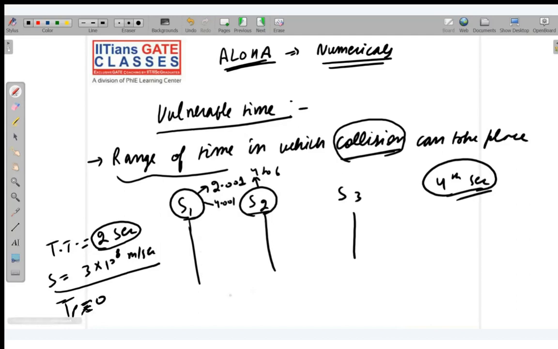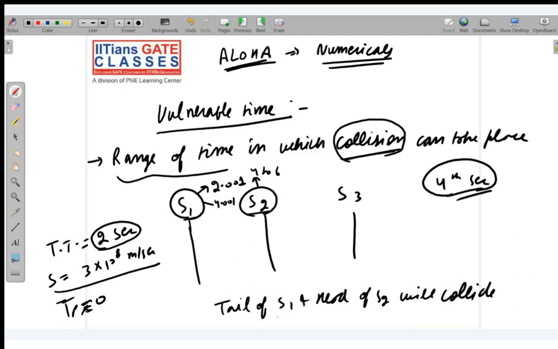More precisely, I will say the tail of the S1 packet and the head of the S2 packet will collide. Tail means end. The end of the packet is just ending its transmission and S2 is just starting its transmission, so obviously collision will occur. Similarly, if S3 starts at, say, 5.999 second, even then S2 is just going to complete and S3 has just started. So the tail of S2 and the head of S3 will collide.